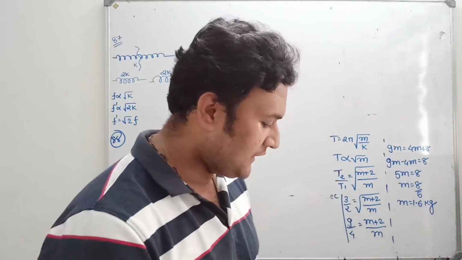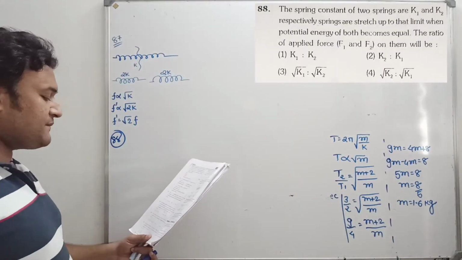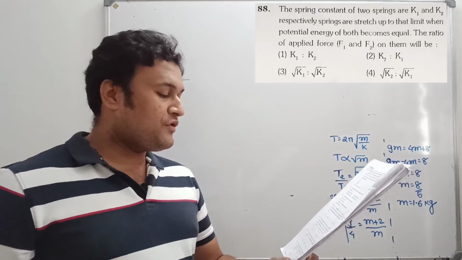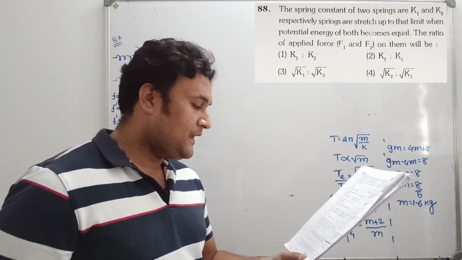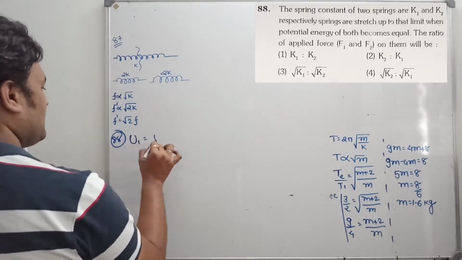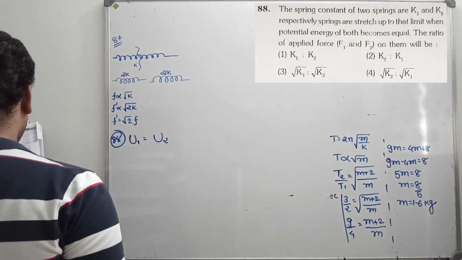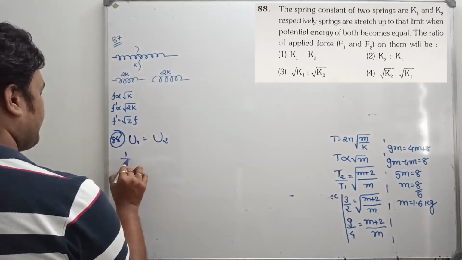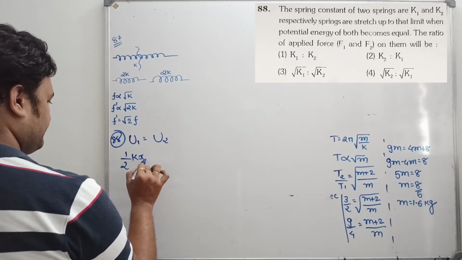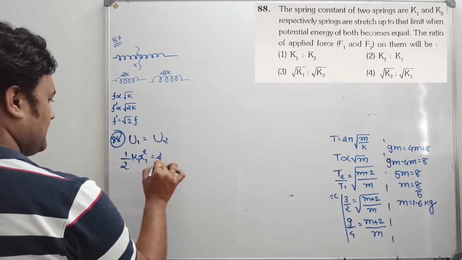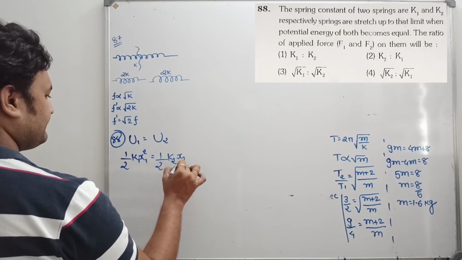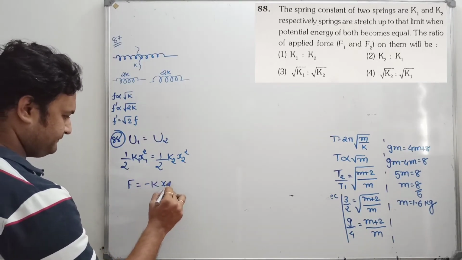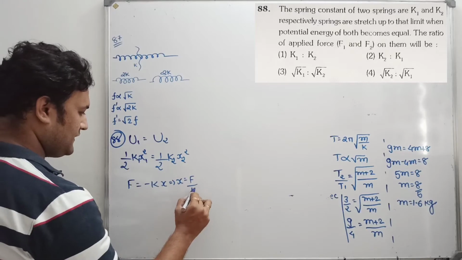Okay, now 88. The spring constants of two springs are k1 and k2 respectively. Springs are stretched up to the limit when the potential energy of both becomes equal. બંનેનું પોટેન્શિયલ એનર્જી ઇક્વલ છે. Now the ratio of applied forces F1 and F2 on them: 1/2 k1 x1 square is equal to 1/2 k2 x2 square. આપણું ઇક્વેશન છે. Okay, now I replace x. F is equal to minus kx, so x is equal to F upon k, right?